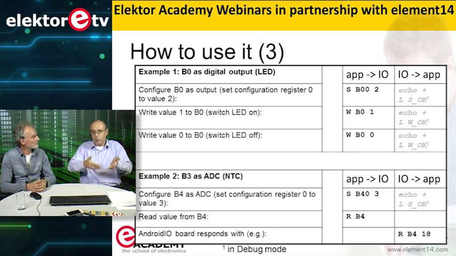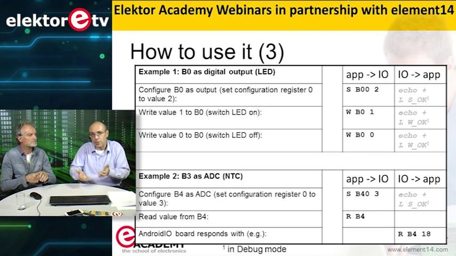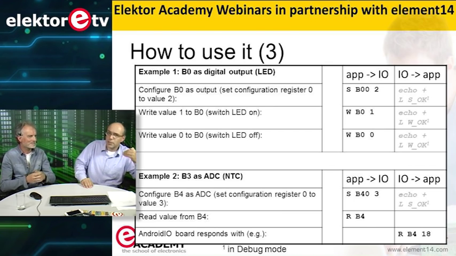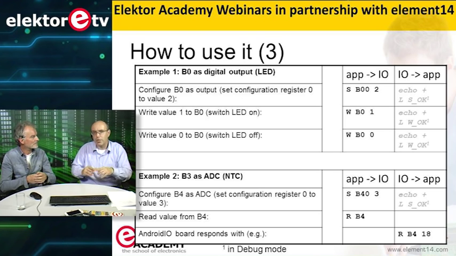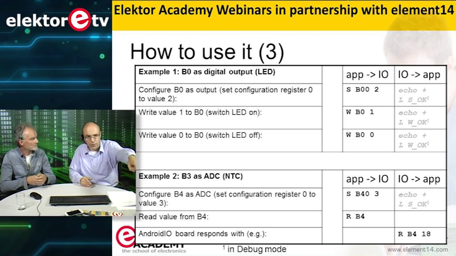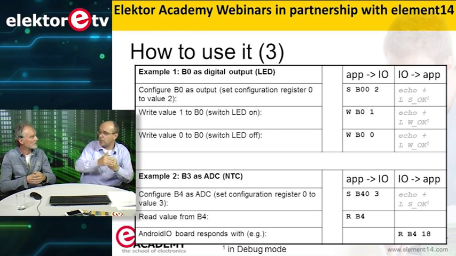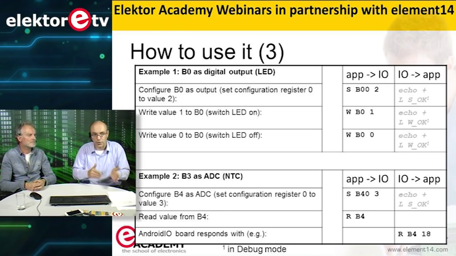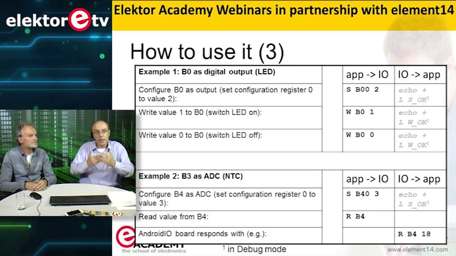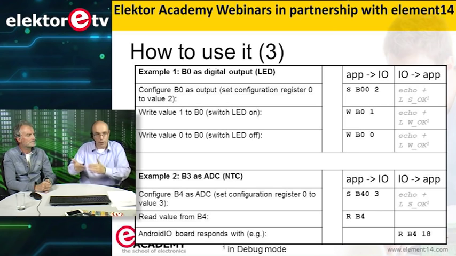And then, if you want to put it high, you write 1 to B0. So you get W space B0 space 1, and actually it's put high. Normally you don't get anything back, it would be a waste of communication. But if you put a debugging option on the AndroidIO board, you will also see the same command echoed, plus even whether it was successful or not. It's in gray on the slide, but you will see that anyhow when you program. So that's the basic idea. You configure only once, when it's powered up, and after that it's just WB01.